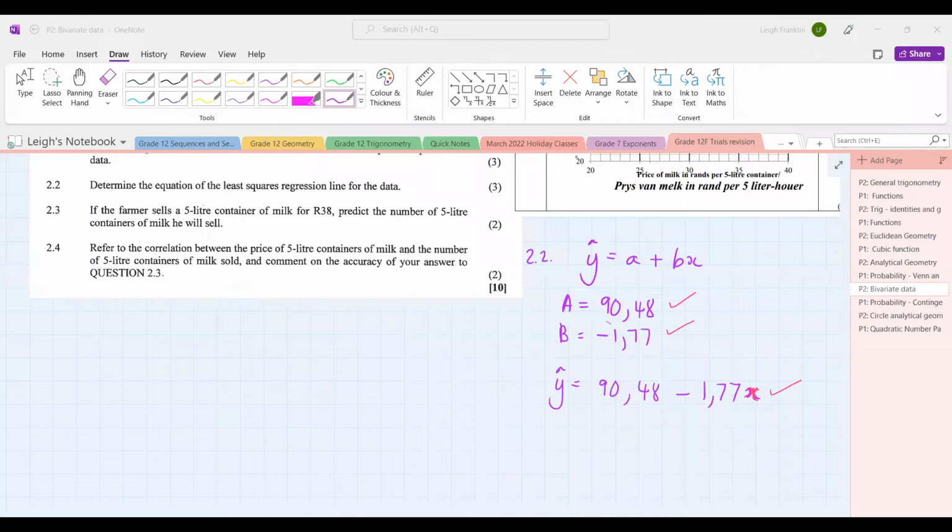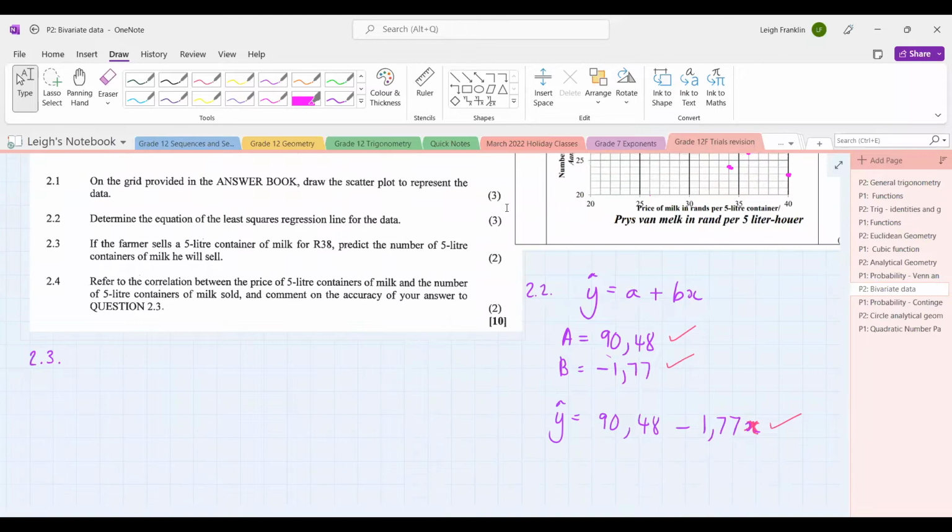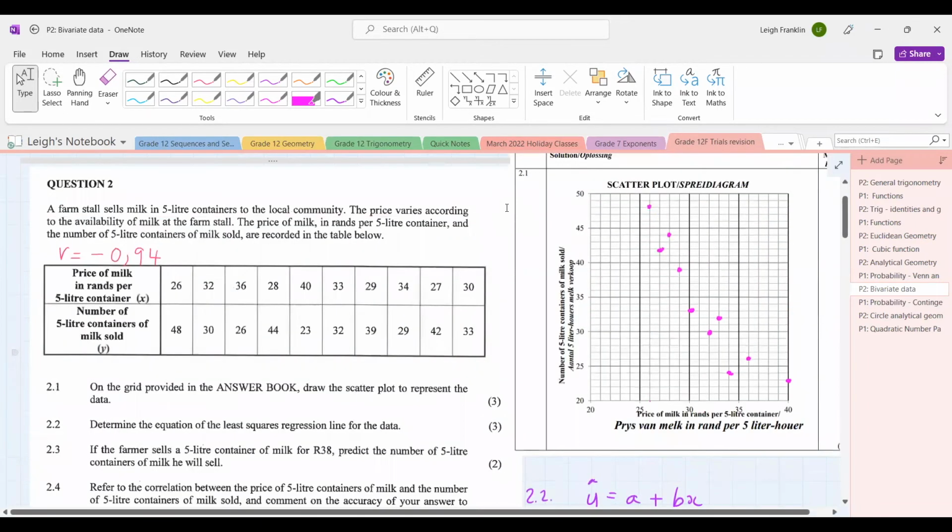All right, so question 2.3 now, let's do that. If the farmer sells a 5-liter container of milk for 38 Rand, predict the number of 5-liter containers of milk he will sell. So in other words, when they give us this 38 Rand 5-liter container of milk, have they given us an X or have they given us a Y? What do they want us to do?